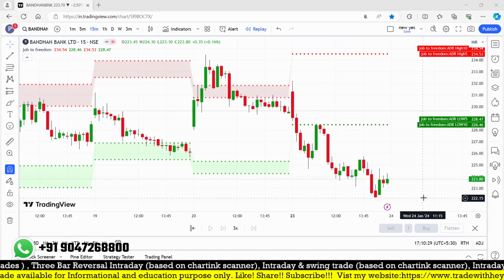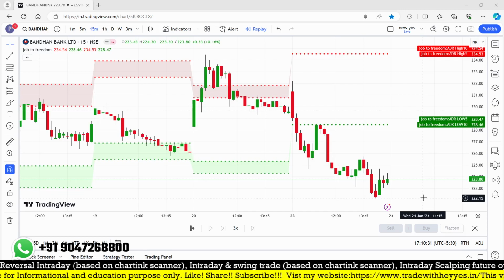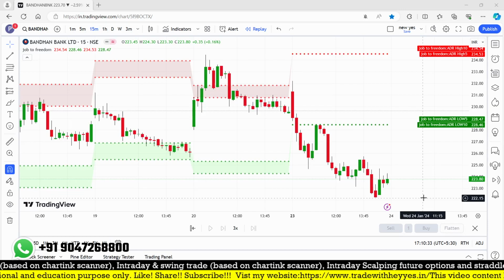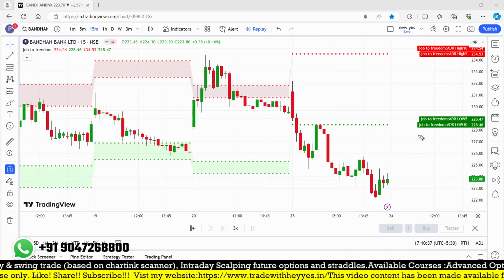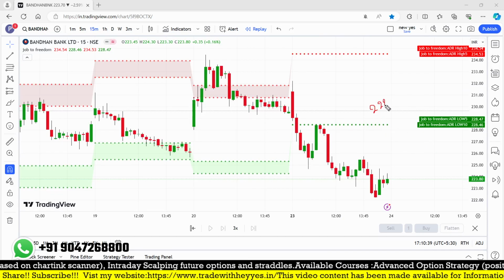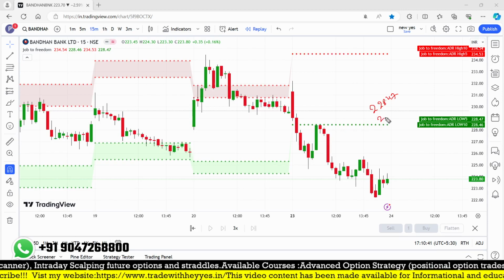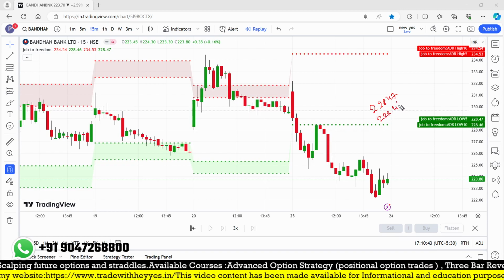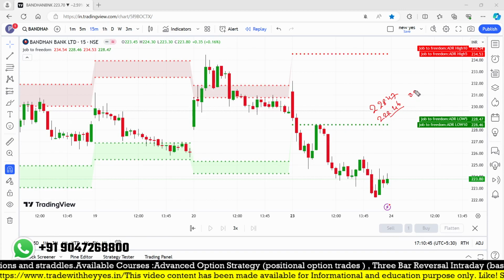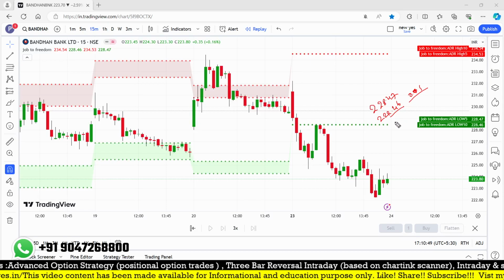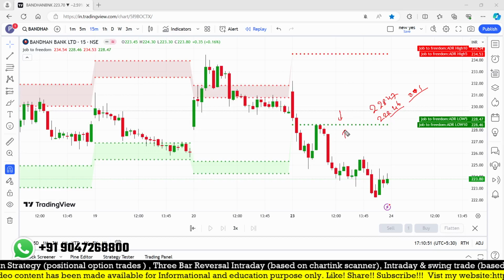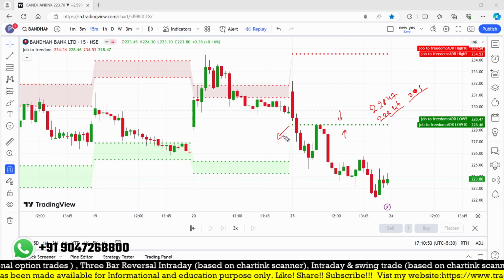One of the stocks I have taken from narrow ADR is Bandhan Bank, where the range of the ADR should be a very tight range. The levels are 228.47 and 228.46, just 0.01 rupees of difference between the upper level and lower level of the ADR. This is what a perfect narrow is.